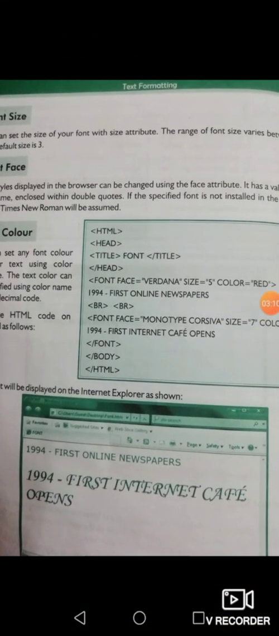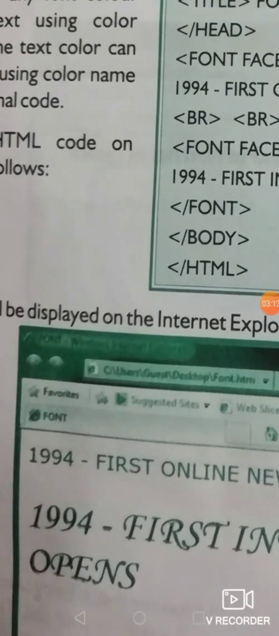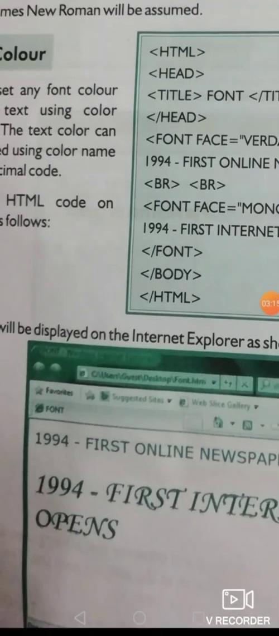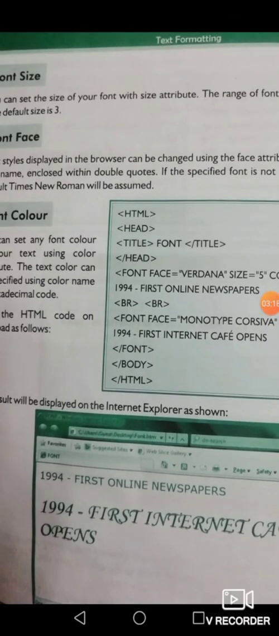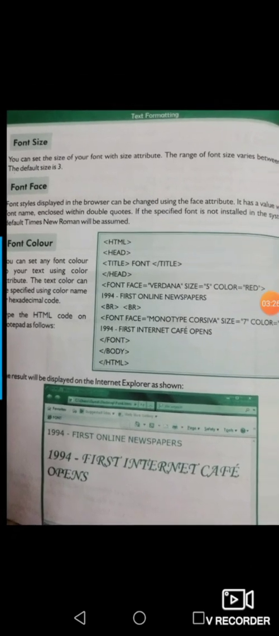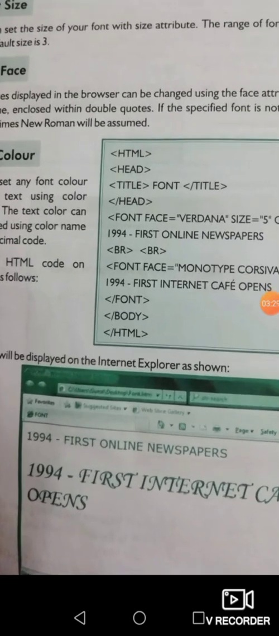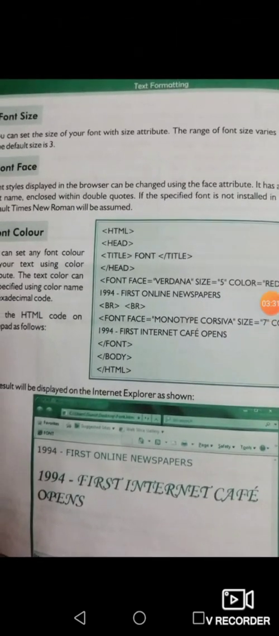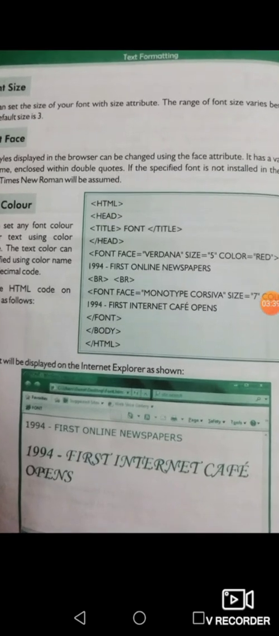So here you can see the output. Name of your title is font. It is displayed here. And then 1994, the first line will be displayed in the size 5 and the font name is Verdana. And the text color, it was in red. And then the second line, 1994 first internet cafe opens, it was displayed using monotype cursive font, and then size it was 7, and then the text color was blue. So these are the 3 font attributes.